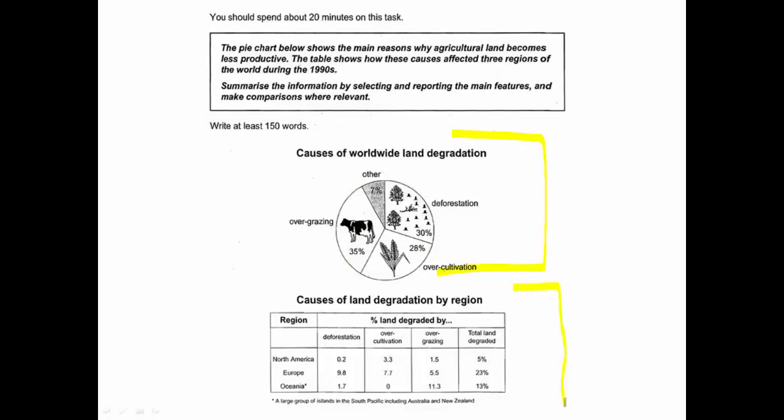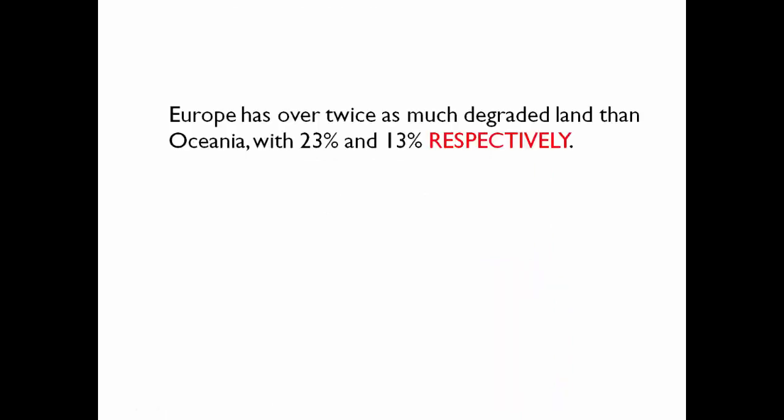So we need to move on to this. And in our overview, we discussed this. We said that for total land degraded, Europe had the biggest figure. So we need to talk in more detail about that. Europe has over twice as much degraded land than Oceania, with 23% and 13% respectively. So I have mentioned the number one reason and the number two reason, and I have made a comparison, over twice as much.